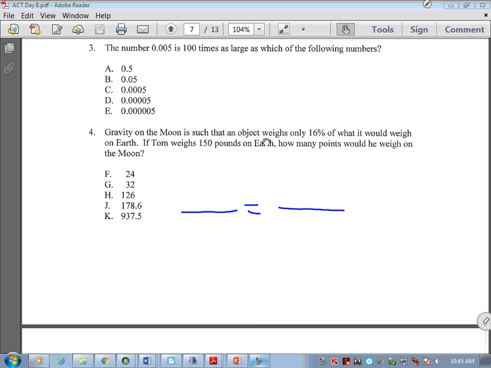Actually, we don't even really need a proportion for this. We can do this a little bit easier. It says an object on the moon is 16% of what it would weigh on Earth. If Tom weighs 150 pounds, how much does he weigh? Now, granted, that says points, so a little bit of a typo there. How much would he weigh on the moon? So we're just looking for 16% of his weight. So let's convert 16% to a decimal, multiply it by 150, right? 16% of his weight is 24 pounds.